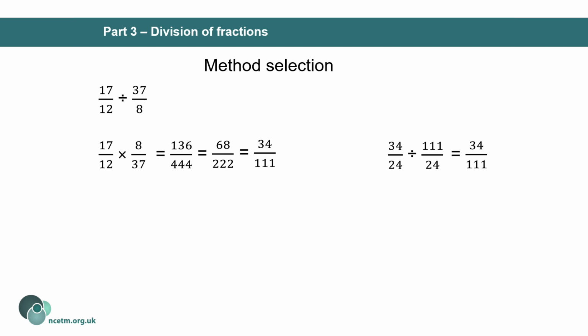So given this example, we could argue that making our denominators the same and then dividing our numerators is the most efficient way to solve this problem. But we want students to be able to make this decision based on other questions that they may face.